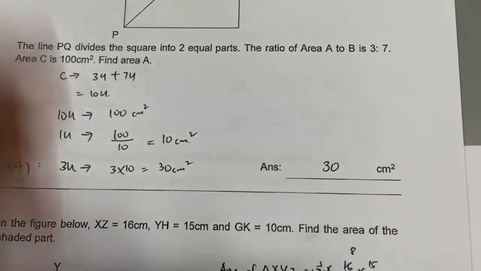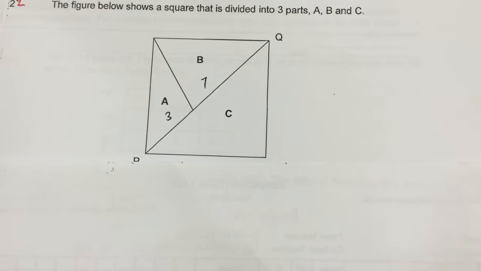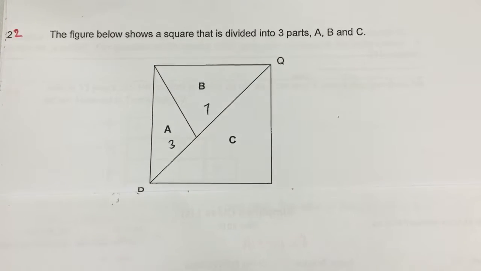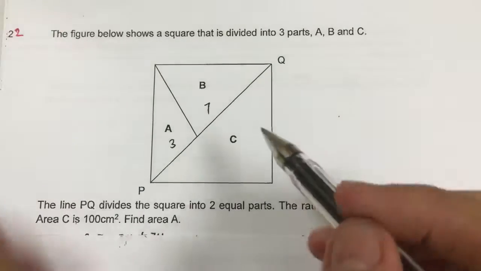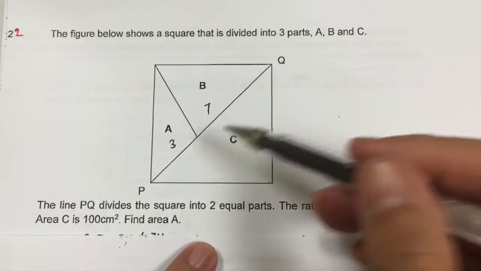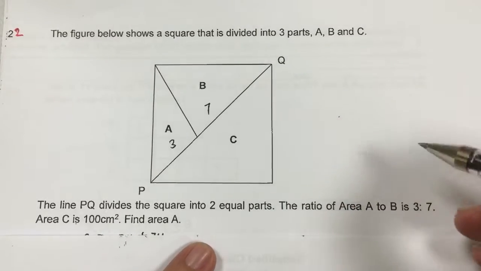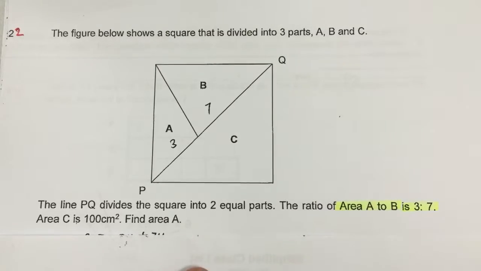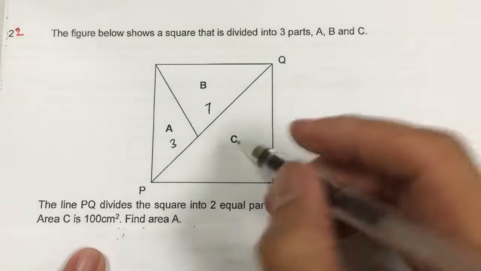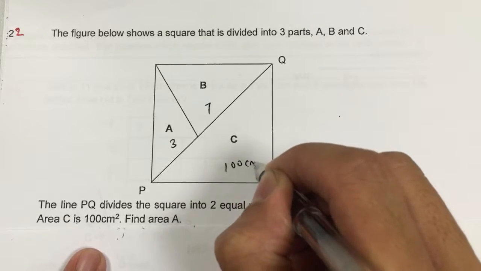22. The figure below shows a square that is divided into 3 parts, A, B, C. The line PQ divides the square into 2 equal parts. The ratio of area is 3 to 7, right? And area C is 100 cm square.